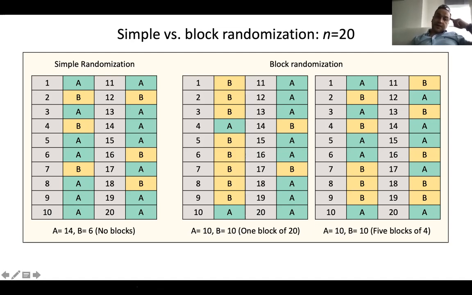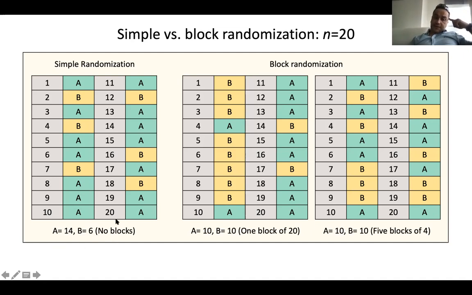So this is going to be a huge problem for your statistical analysis, because you only have 6 patients allocated in group B, and that's going to be a big problem, because you don't have enough information about the other arm of the study. You have a lot of information about group A, but not much information about group B.